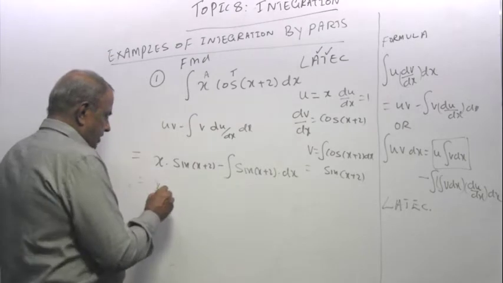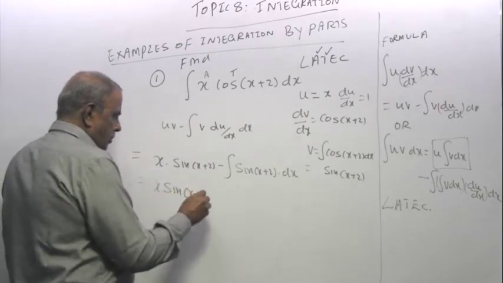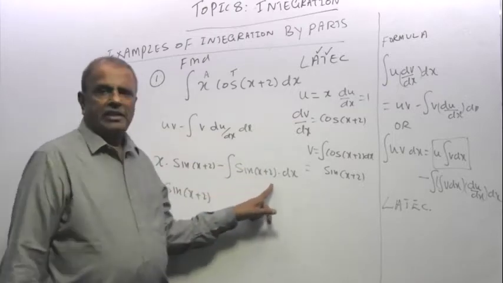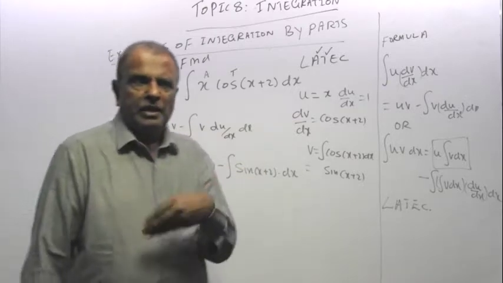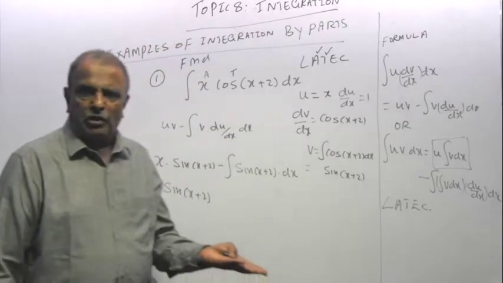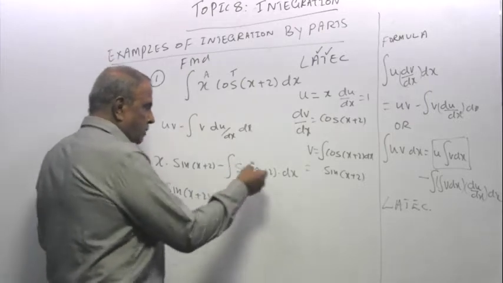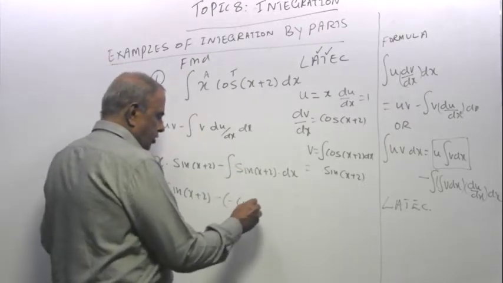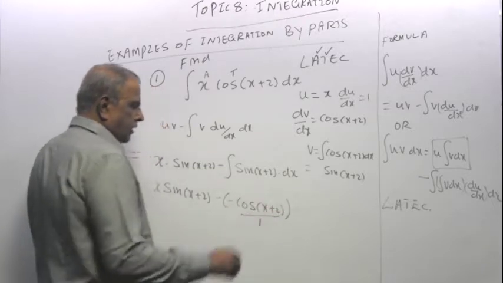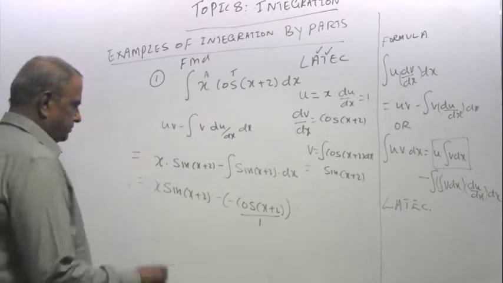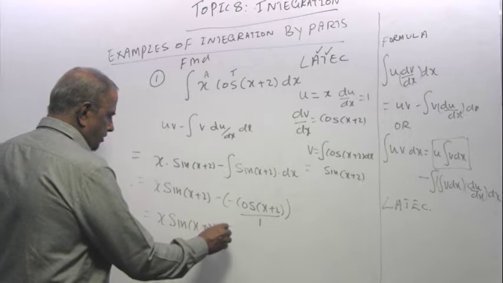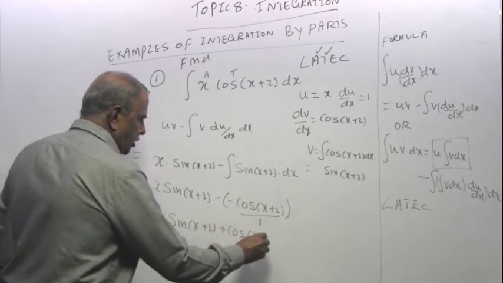So x sine of x plus 2. Sine of x plus 2 resembles sin x. The extra function is x plus 2. When I differentiate x plus 2, I get 1, which is a constant. So I can apply the formula directly. Sine gives you minus cos. So minus cos of x plus 2. When I differentiate x plus 2, I get 1. So for completeness sake, I divide by 1. So it is x sine of x plus 2 plus cos of x plus 2 plus c.